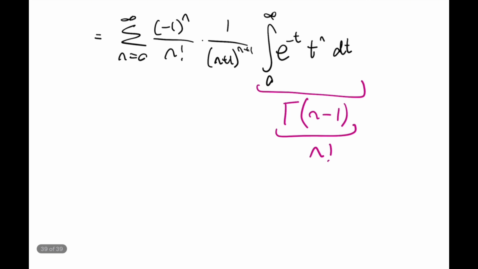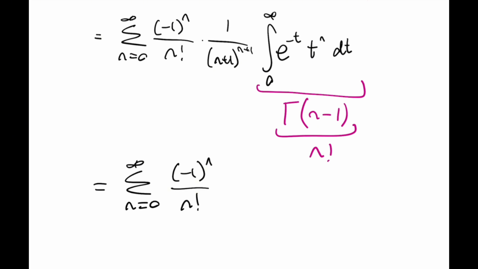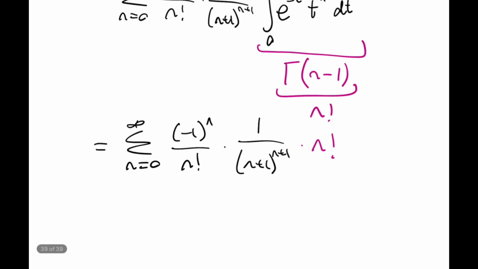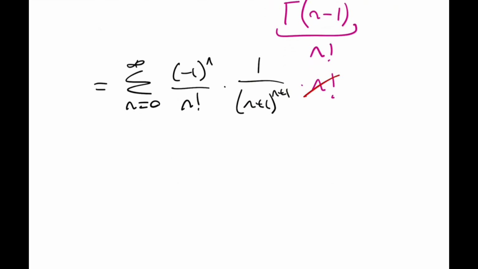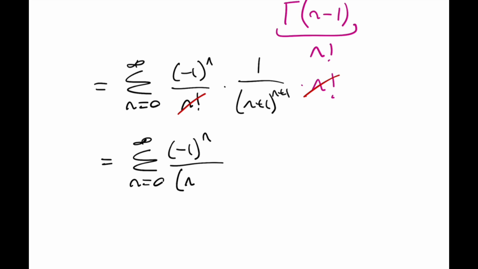So rewriting what we've got now, we've got the sum from n is 0 to infinity of (-1)^n over n factorial times 1 over n plus 1 to the power of n plus 1 times by the result of the integral, which is just n factorial. Now, hopefully you can see here that this n factorial and this n factorial cancel out. And so we've got the sum from n is 0 up to infinity of (-1)^n over n plus 1 to the power of n plus 1.